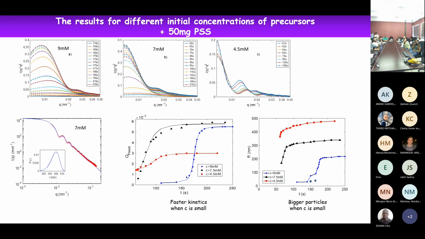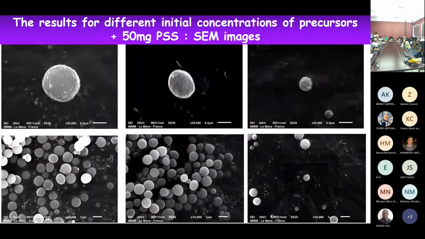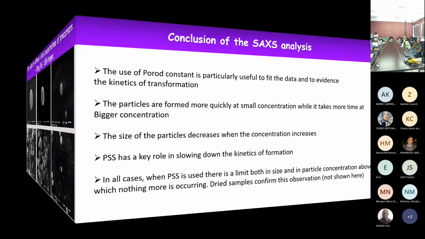Okay. So we have bigger particles when the concentration is small. Why is that? Mainly because we were working at a constant concentration of PSS. And if you work at constant concentration of PSS, it means that in less concentrated solutions, you have more PSS per particle. Okay? And the PSS is governing the shape of the particle in this case. So you can do scanning electron microscopy, and this is indeed confirming what we have been looking at.